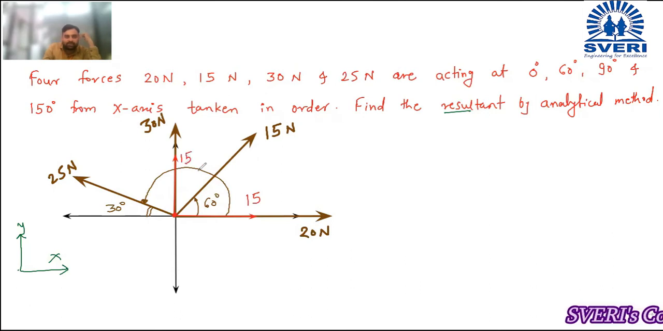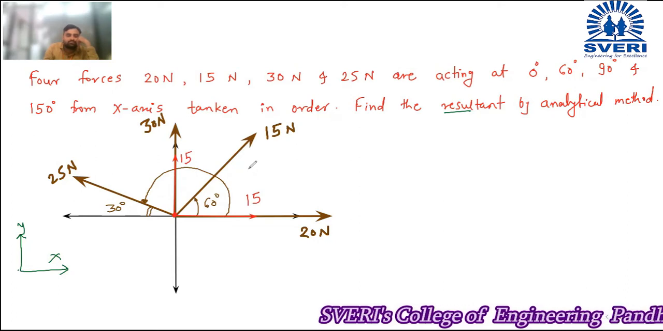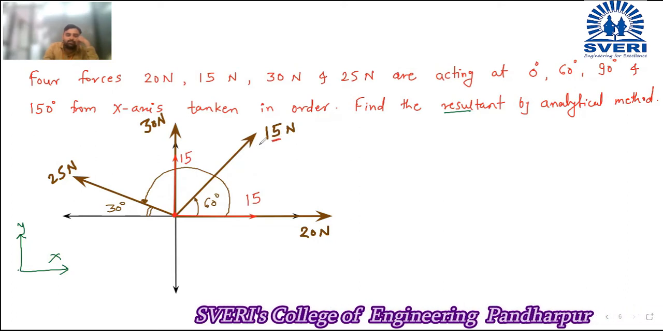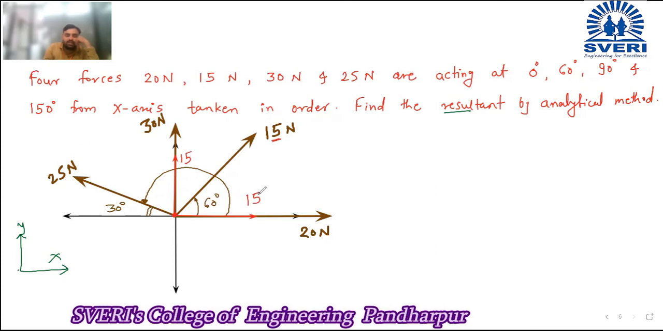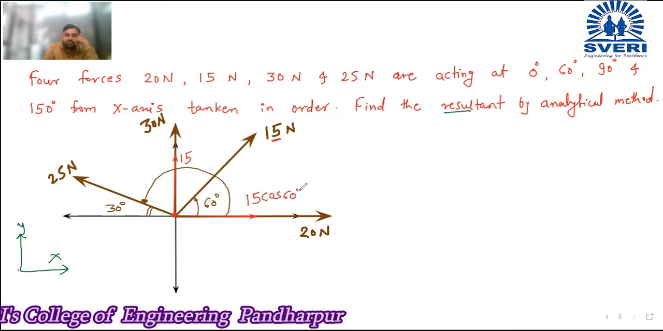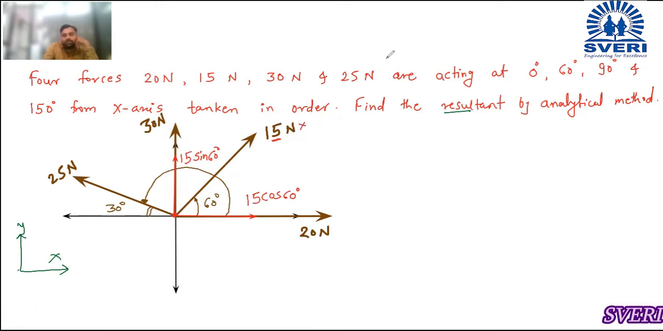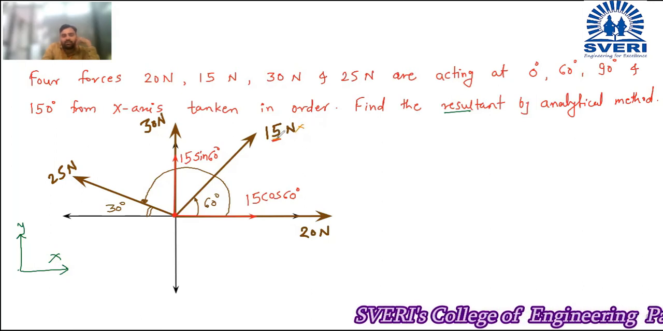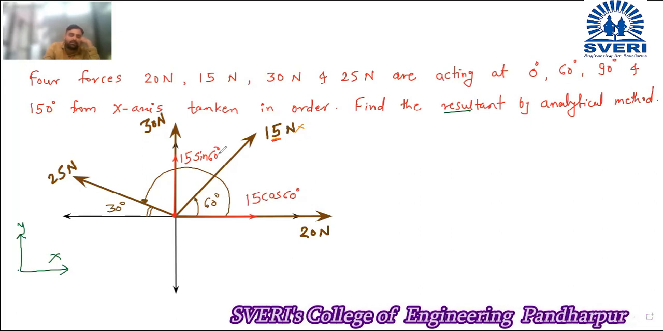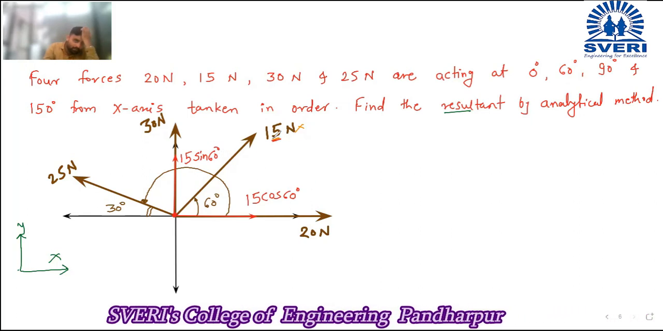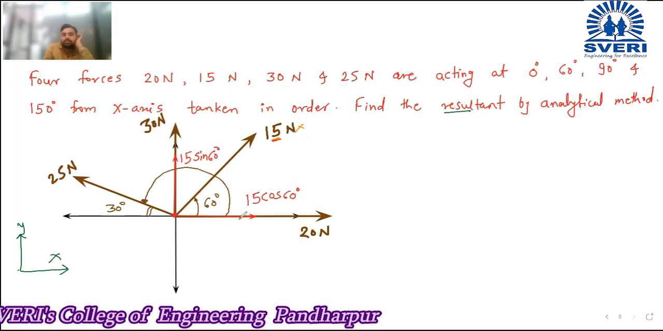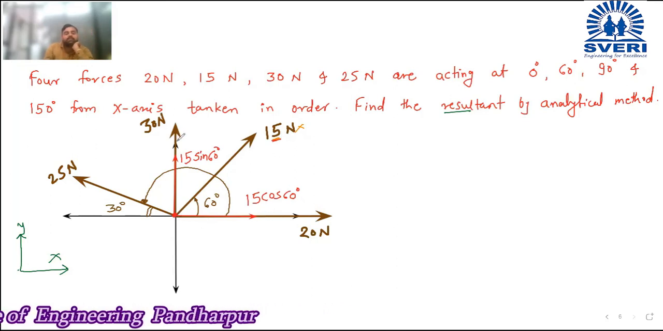Tell me, whom should we give cos and whom should we give sin? I am resolving this force. In the x direction, what will this component be? Cos 60. This component will be sin 60. Now don't consider this main force for the further calculation. Instead of this force, consider these components. Now we have got two components of this force of 15 Newton. One is 15 cos 60, another is 15 sin 60.